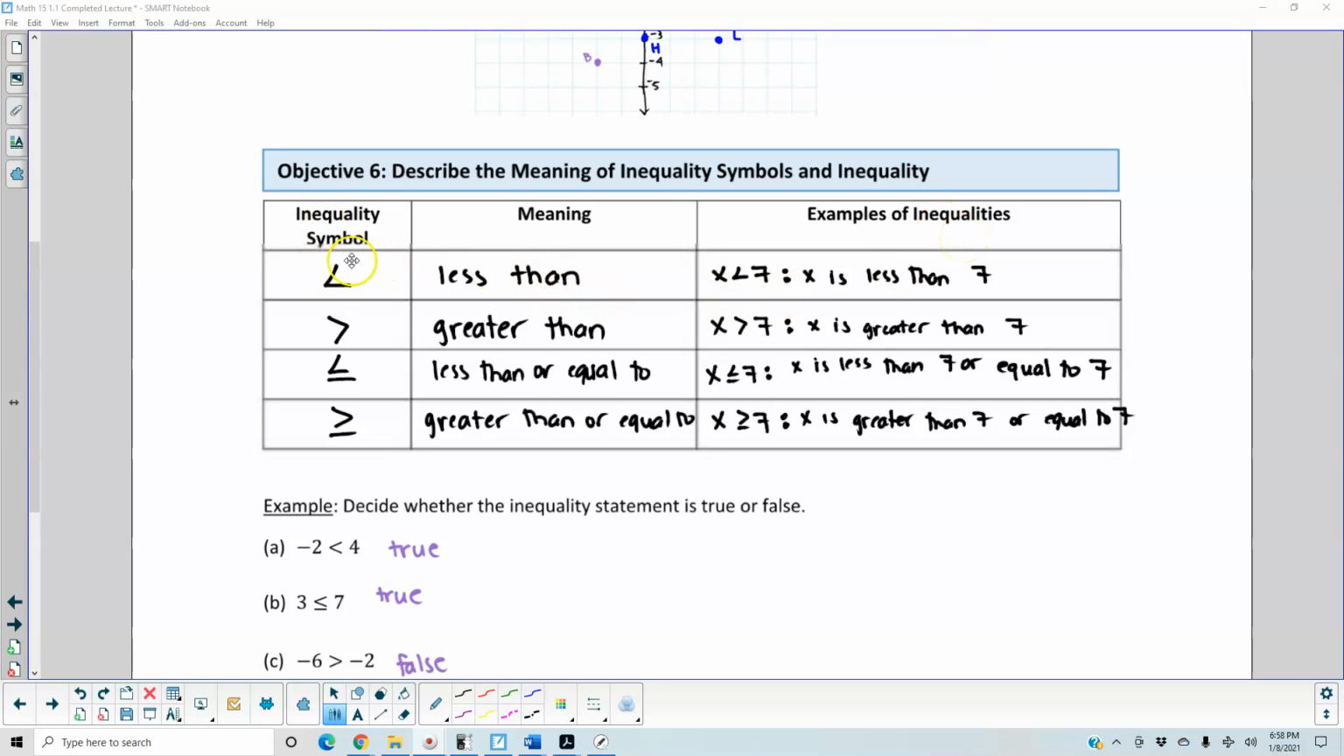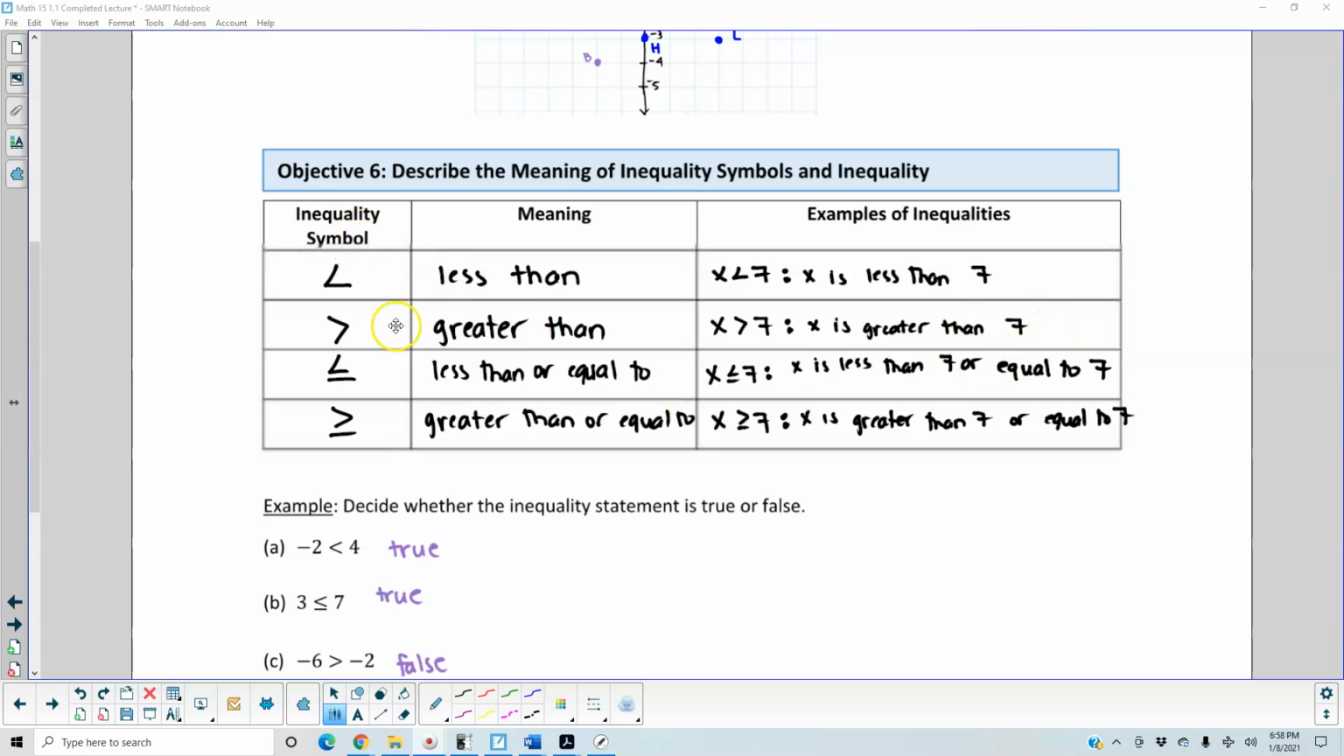So the inequality symbol here is the arrow pointing left. That means that this is a less than. And so here's an example. X is less than 7, which means all the numbers x is less than 7. The next symbol we have the arrow pointing to the right, which means that's greater than. So x is greater than 7 tells us that x is going to be greater than the values of 7.